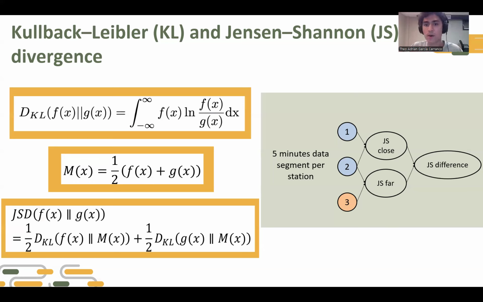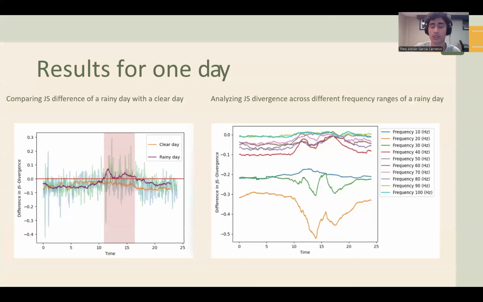So if we do this per 5 minutes of data, per station, across the whole 3 months of data, we then get a plot, a time series plot of how the three stations behave during the whole time. This is a result of only one day. For example, the orange plot is for a clear day, and the purple one is for a rainy day, where the rain starts at the red background.